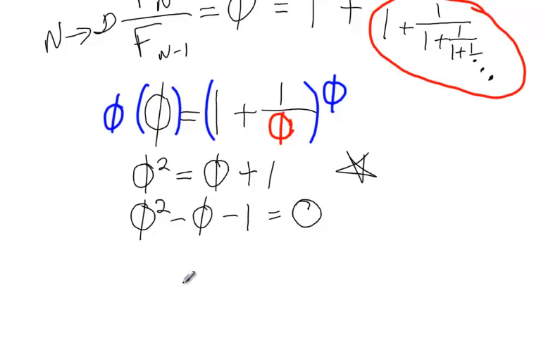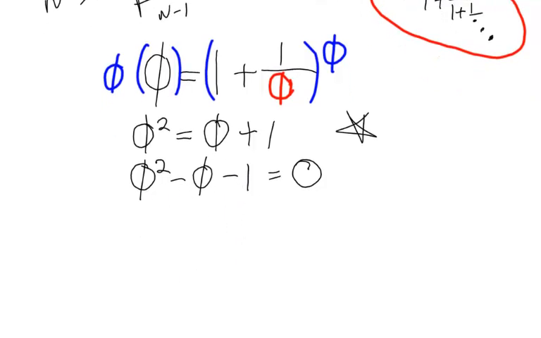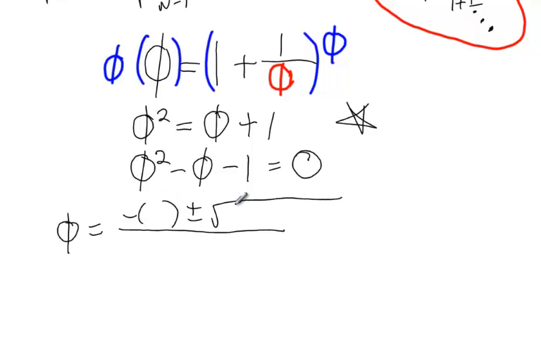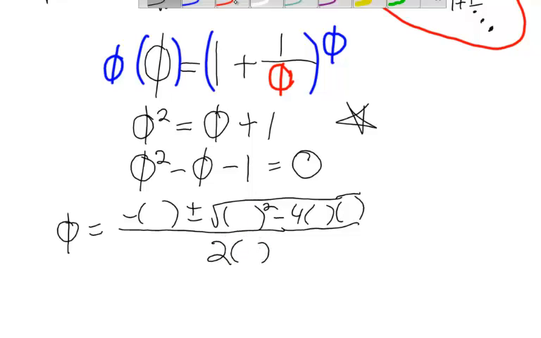This will not factor, so if you remember solving quadratic equations with factoring, that's great, except it won't work on this problem. So we have to use the quadratic formula. So phi is going to equal negative b plus or minus the square root of b squared minus 4 times a times c, all over 2 times a. Now a is the number in front of phi squared. Well, that's a 1. So I put a 1 right there and right there. And c is negative 1.